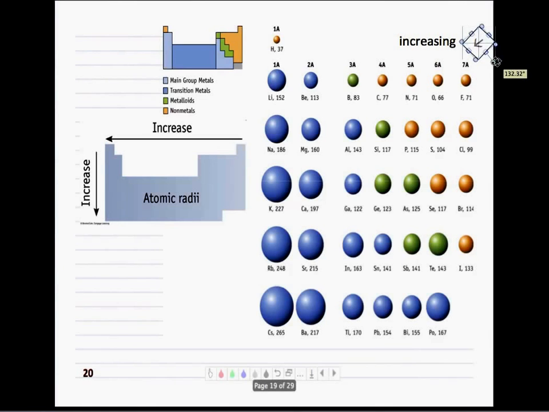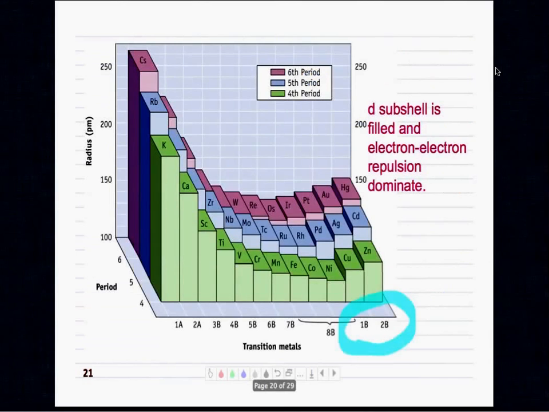Okay, so this is for the main groups. That means not the transition metals. This applies to everything. Now let's see what about the transition metals. Do they have the same properties as radii? So again, for transition metals, the radius decreases as we go across the same period. But there are two exceptions, when we get to copper and zinc, the radius slightly increases.